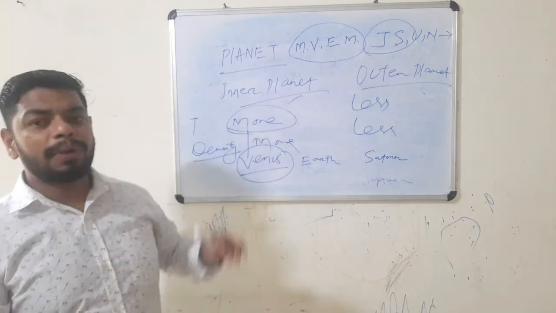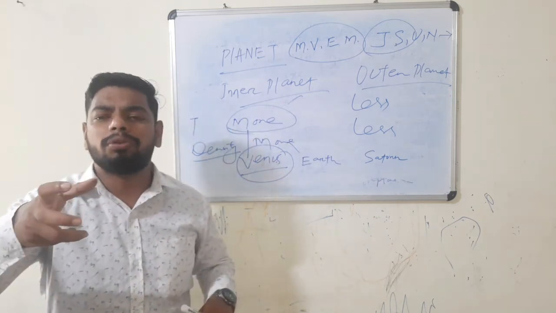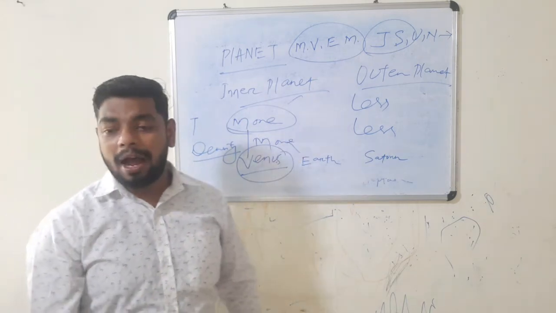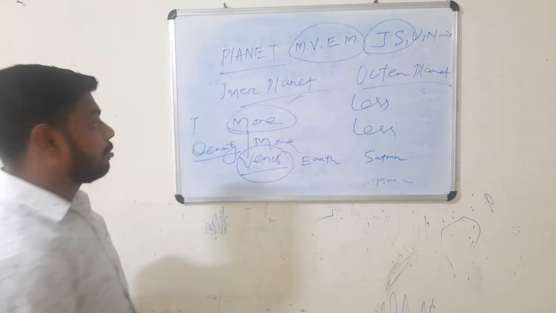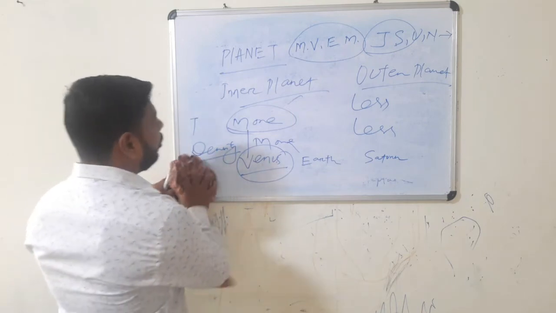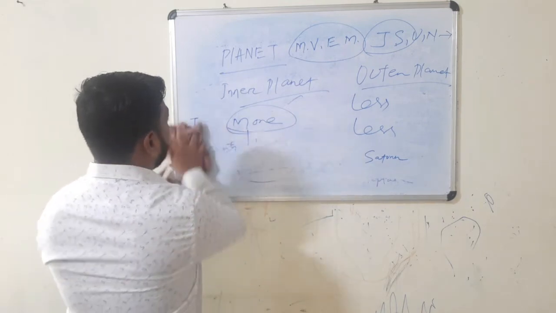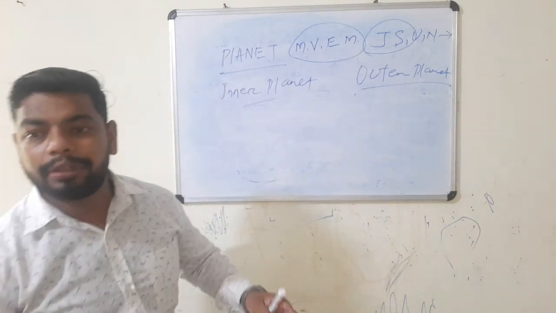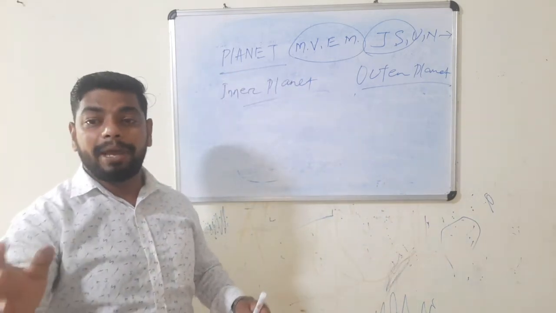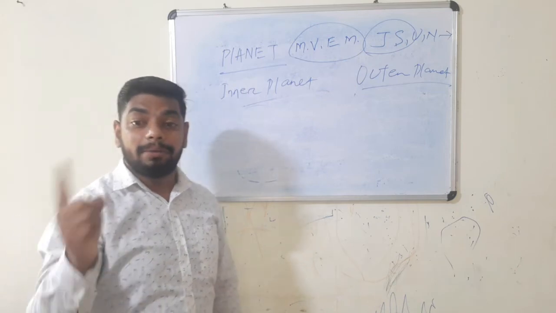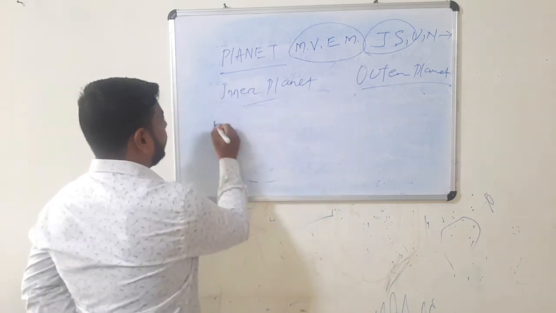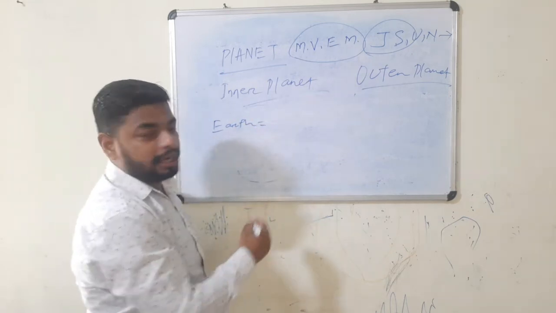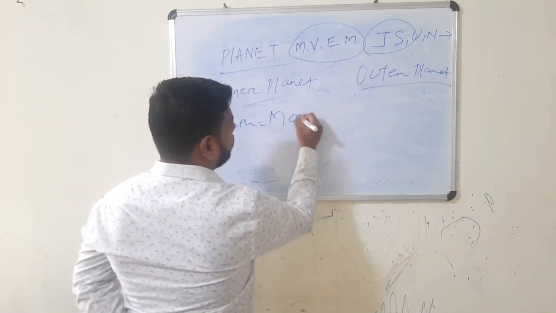In fact, the inner planets have either very few moons or few natural satellites, but the outer planets have the highest number of moons or natural satellites. Mercury doesn't have any natural satellite. Venus doesn't have any natural satellite. But Earth has one natural satellite. What is that? Moon.